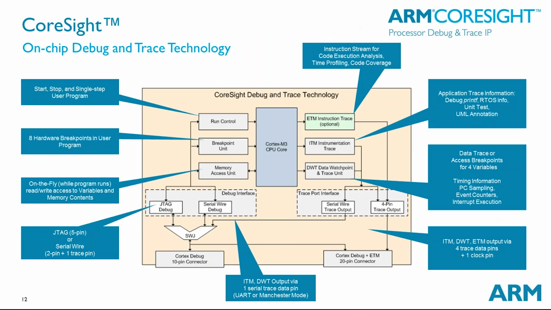Now we'll take a look at debug and trace logic, which runs under the name ARM CoreSight. On this slide, we can see an overview of the different CoreSight modules that are present on a Cortex-M microcontroller. The run control module provides basic start, stop, and single-step debug functions. The breakpoint unit provides up to 8 hardware breakpoints. The memory access unit gives the capability to perform on-the-fly read and write access to memory and peripheral registers.